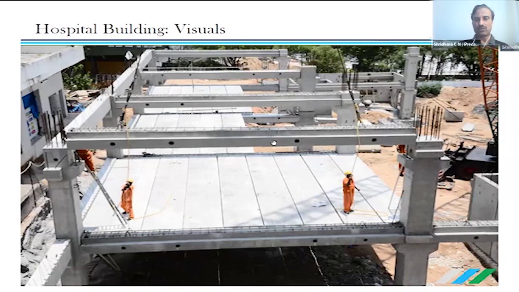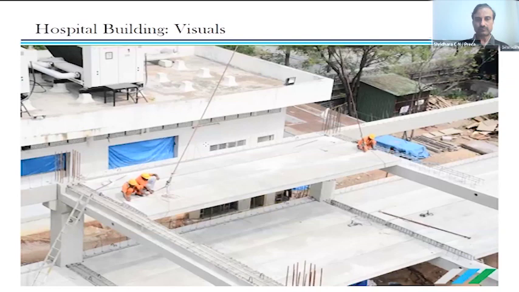Whatever holes you are seeing in the beam, these are predefined MEP services sleeves. There is no need to chip or drill at the site. It is all predefined. For the slab which is erected, all the MEP requirements will come along with the beam. They can only put pipes inside this. You can see slabs being erected on the beams and all.